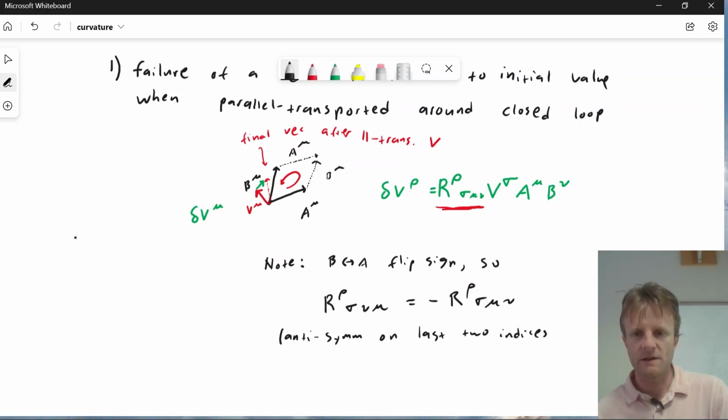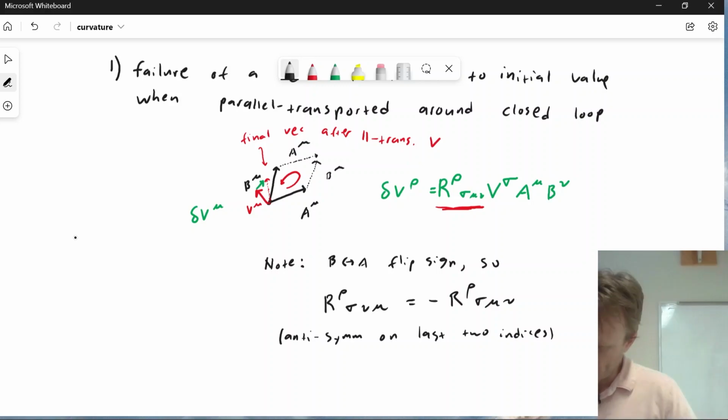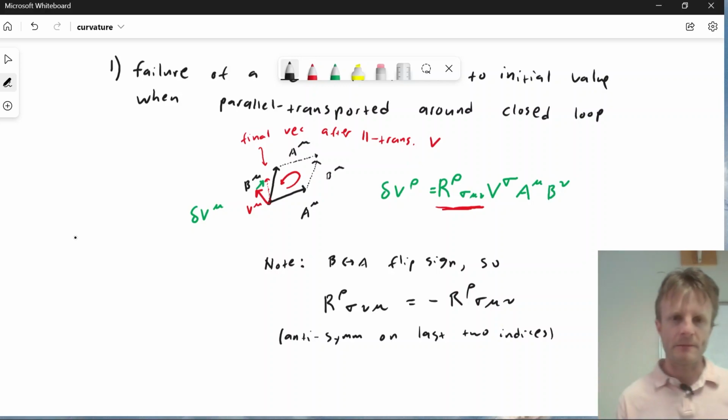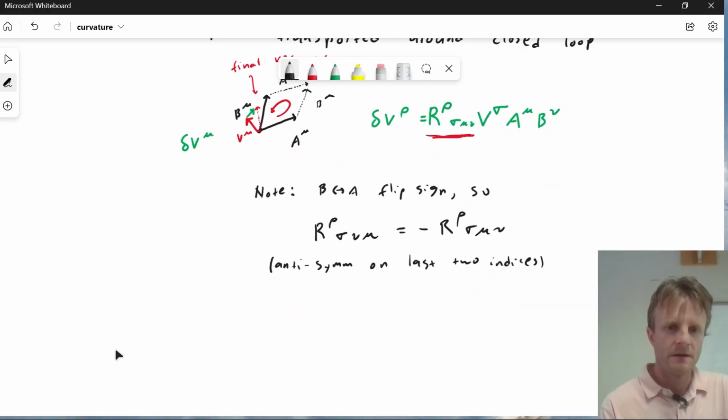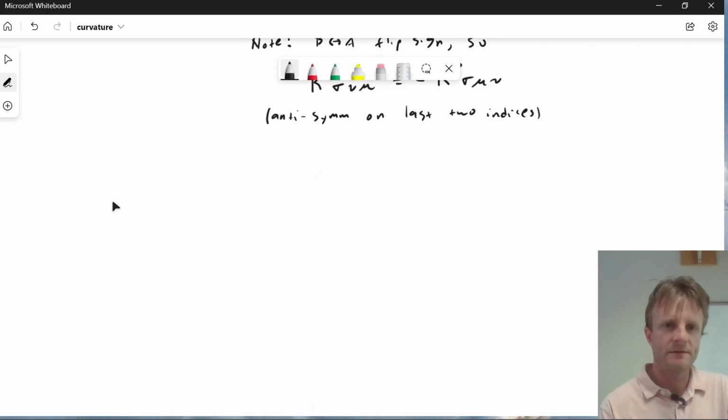We'll actually see that when you lower the first one, it's also anti-symmetric on the first 2 indices. We're going to see that algebraically, not by a slick argument like this. Okay, so that's one of 3 ways we could talk about curvature.